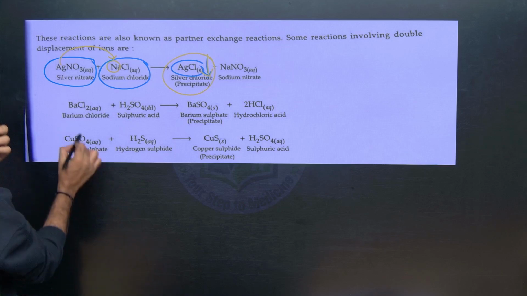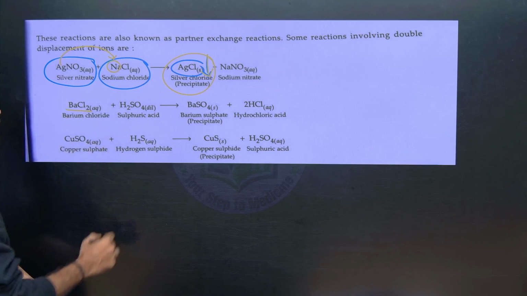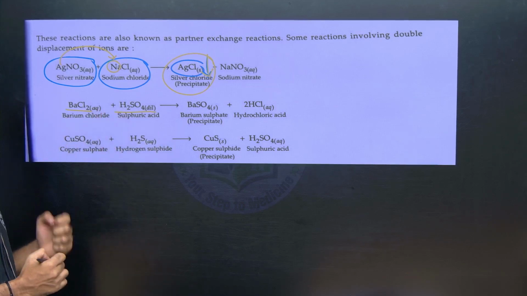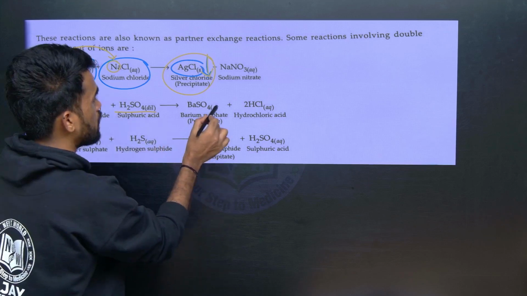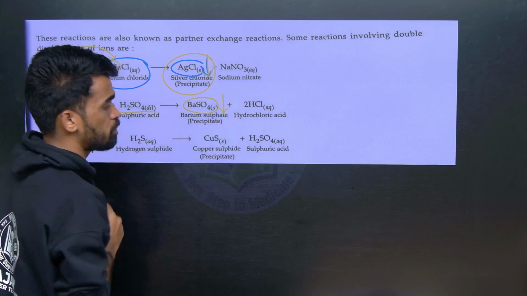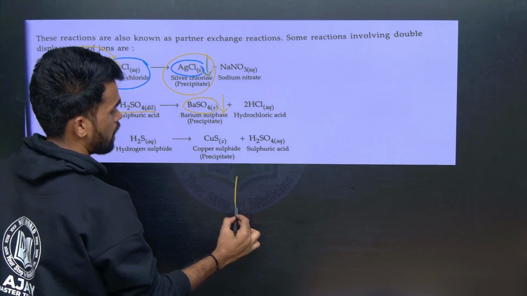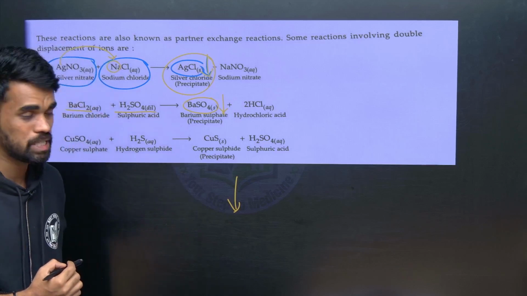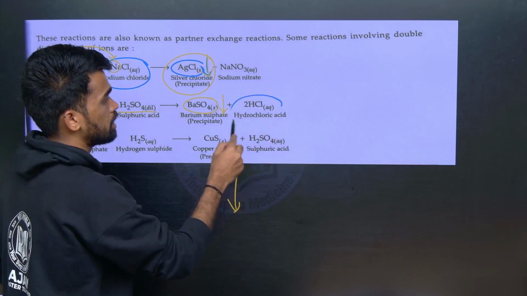Here also, BaCl2, barium chloride, and sulfuric acid. When these two combine, we get barium sulfate. This is also a precipitate. The down arrow represents formation of a precipitate, and HCl is also formed.